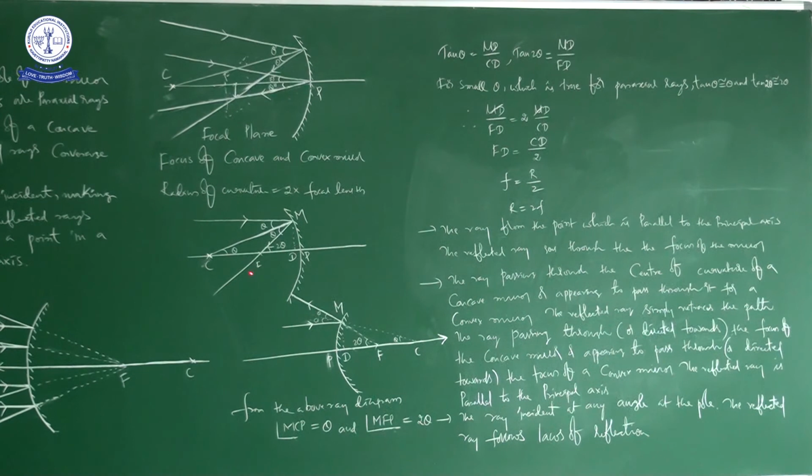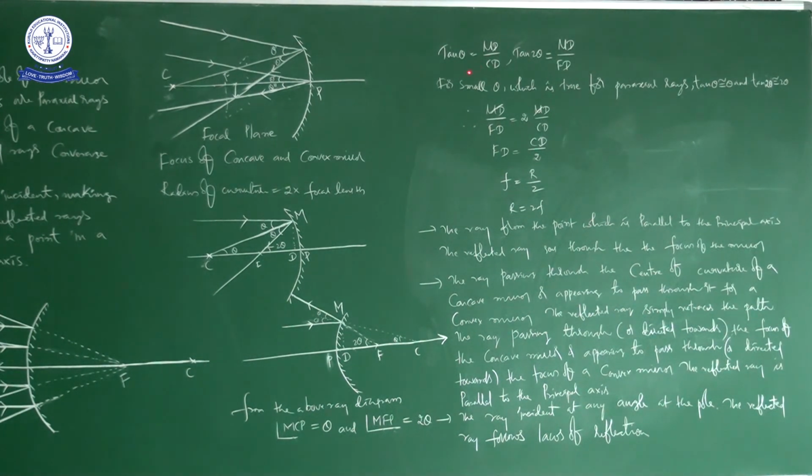Next, from these 2 pictures, one for the concave mirror, another one for the convex mirror, we are going to write from the ray diagram, okay. So this is what? Angle MCP is equal to theta. And MFP, this is M, it is F, I already told you, right? It is P. Angle MFP is equal to 2 theta, right? So one is theta, another one is 2 theta.